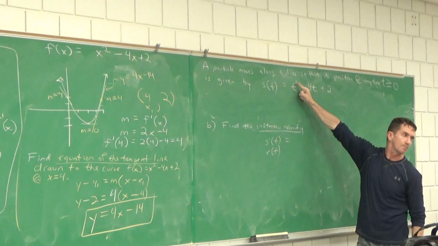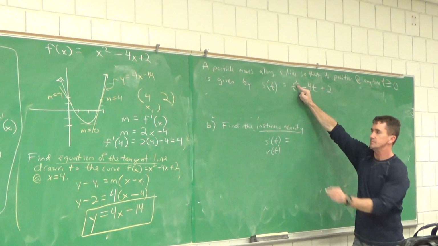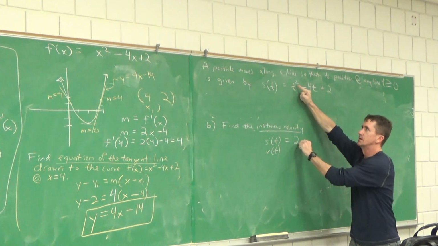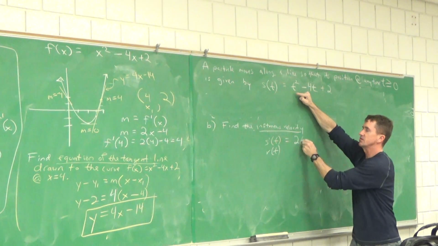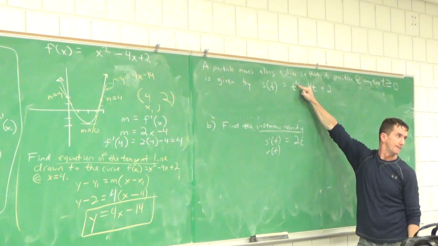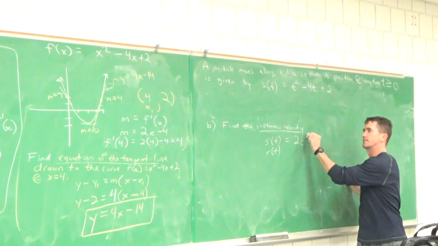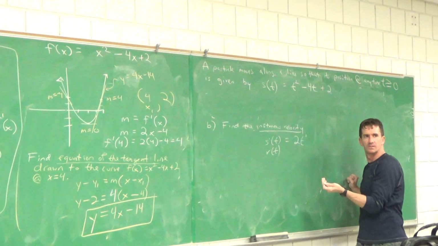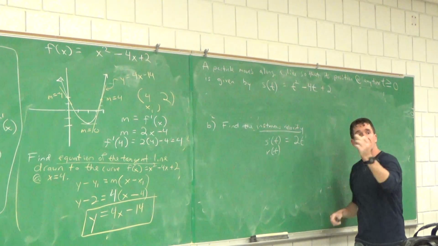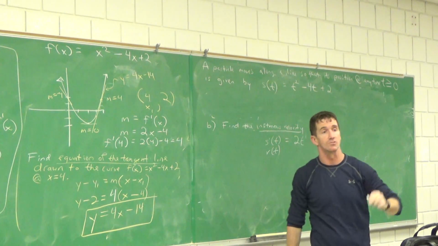All right, start with the power here. What's the power? 2. Put it in front. And I want you to decrease this power here by 1. It was a 2. I want you to subtract 1 from it. What's 2 minus 1? 1. Okay. Do you have to write the 1 now? No. So this is called the power rule.